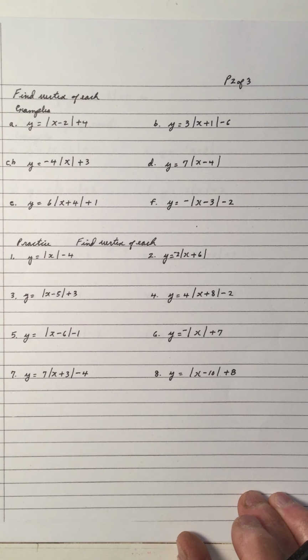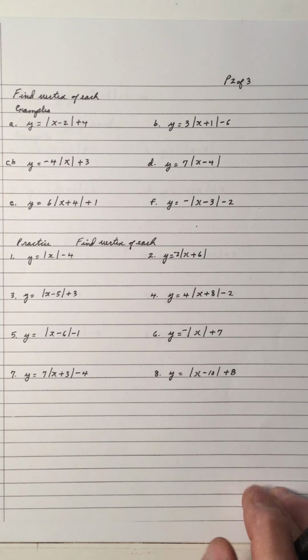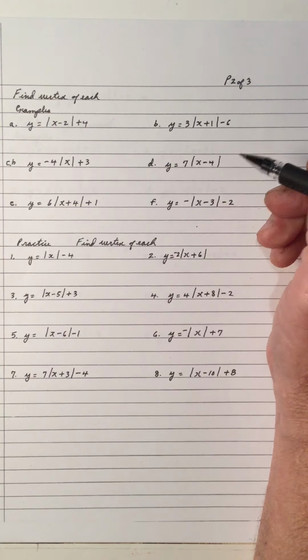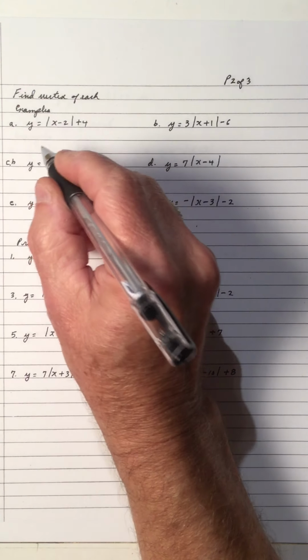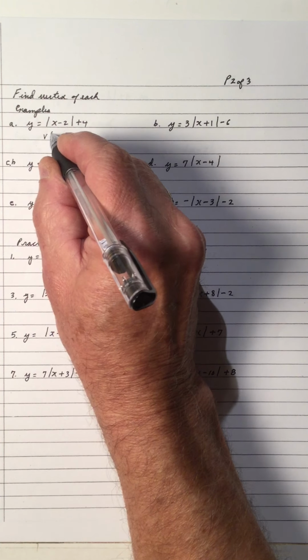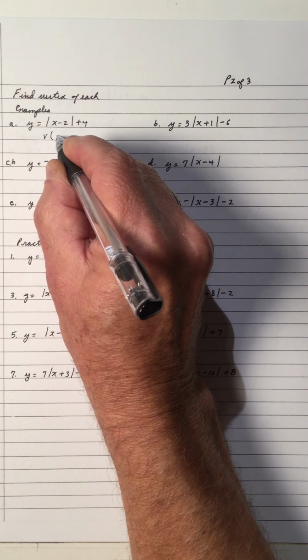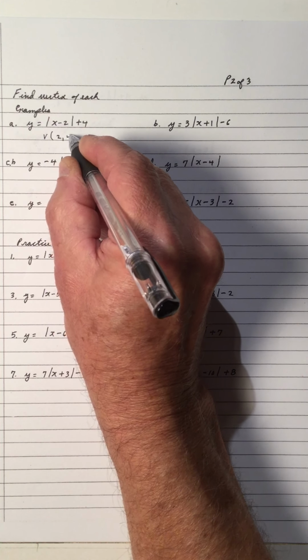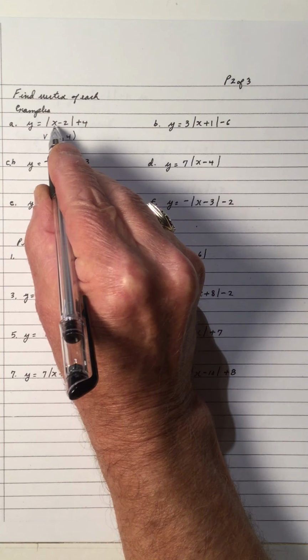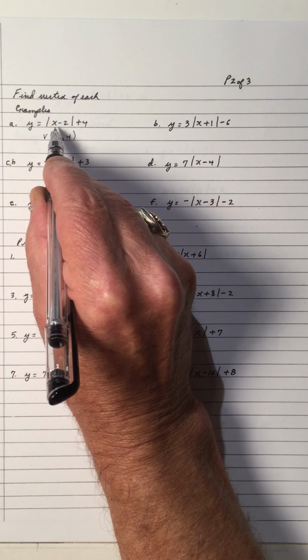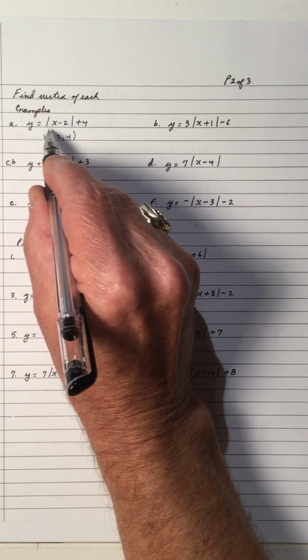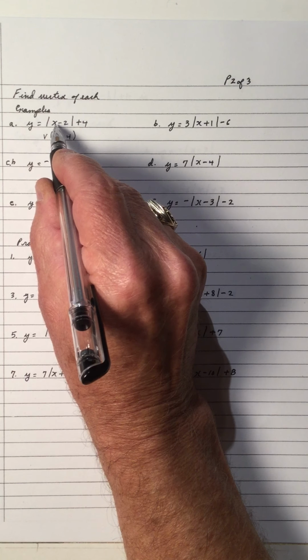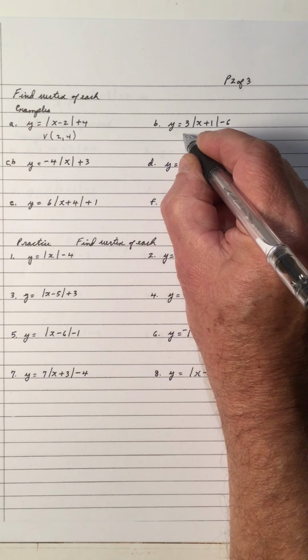Let's do some examples. Find the vertex of each of these absolute value equations. So the vertex is, V for vertex, the opposite of negative 2, which is 2, and 4. Again, just to illustrate, if you put a 2 in the place of x, you get 0. The absolute value of 0 is 0, so when x is 2, y is 4.